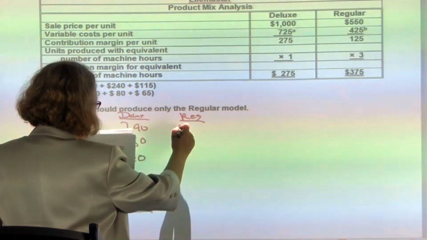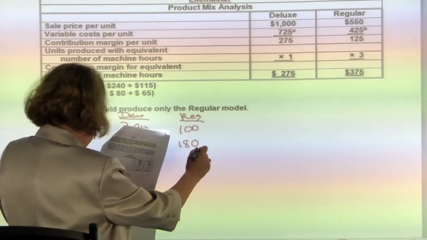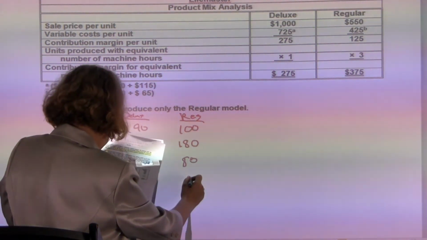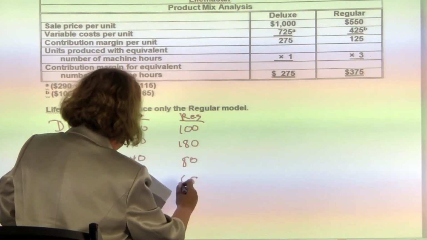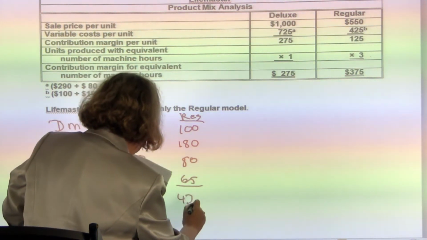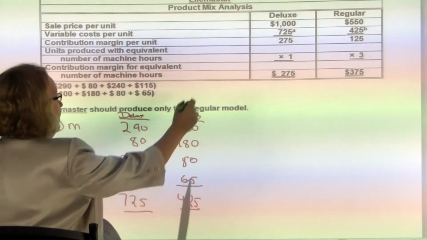And for regular, here it's 100 for materials, 180 for labor, 80 for your variable manufacturing, and 65 for your operating. So again, that comes out to be $425. So this is where these numbers are coming from up here.